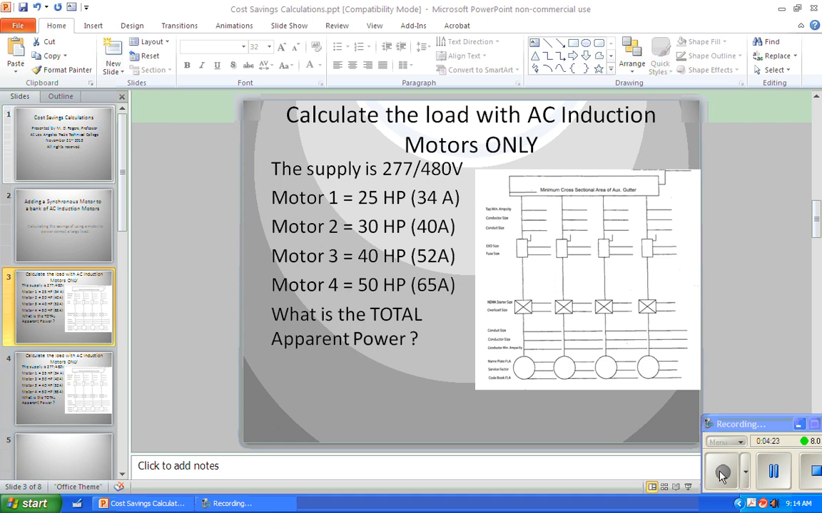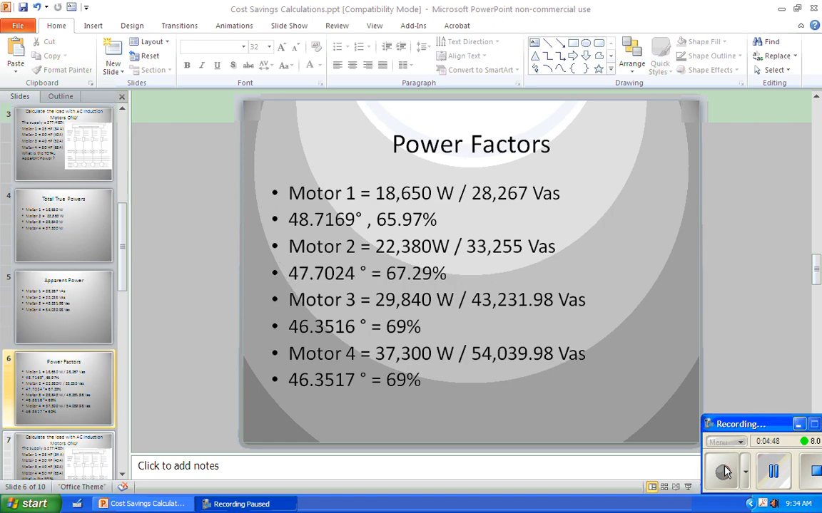I'm going to pause the recording while we do the calculations for the power factor and how much total apparent power this bank is using. How do we find the total apparent power? We add up all the true power, add up all the VARs, and find the total apparent power hypotenuse for the whole bank. So let's do some calculations and then we'll come back to this.